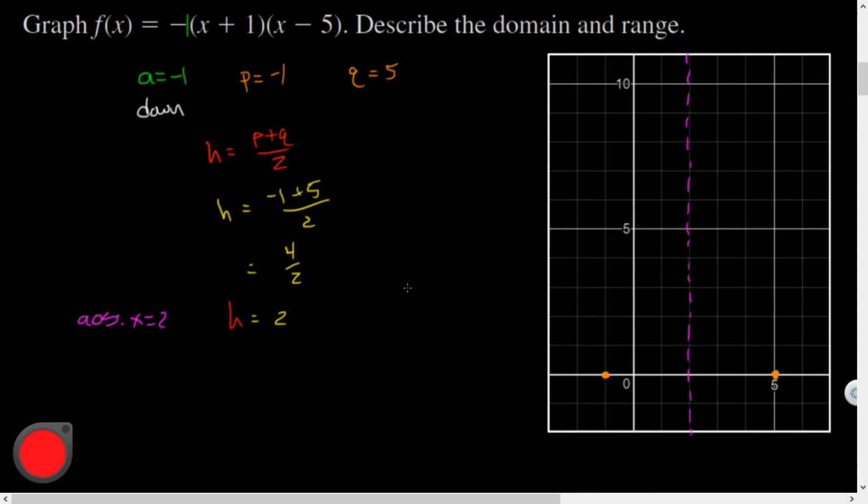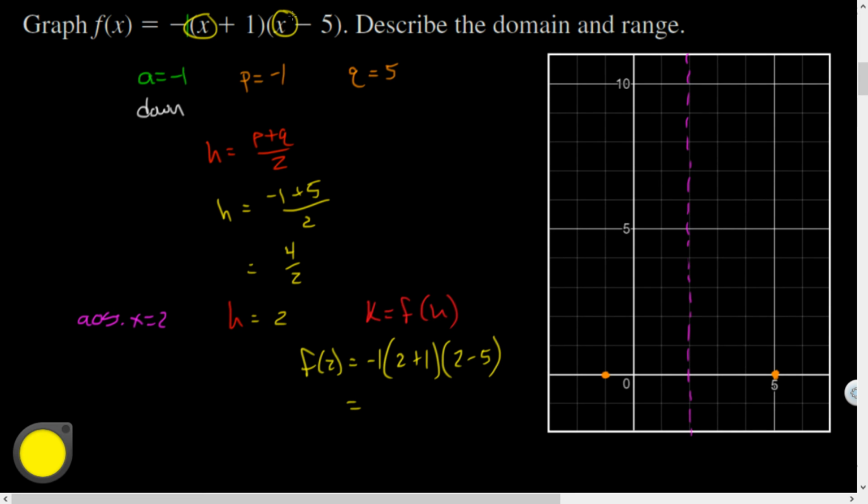So I'm going to need to find k. And you guys perhaps remember that you can find k by doing f of h. So let's do that. I might run out of a little bit of space here. So I'll have f(2) equals -1 times (2 + 1) times (2 − 5). I just plugged in h for both of those x's. You guys agree that makes sense?